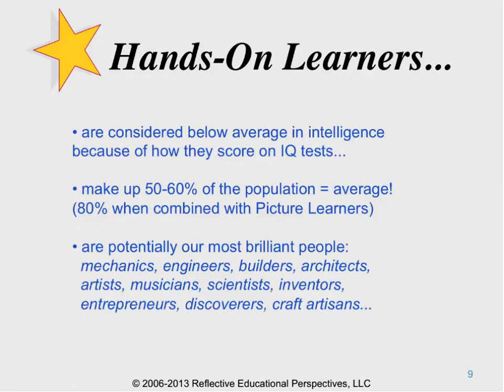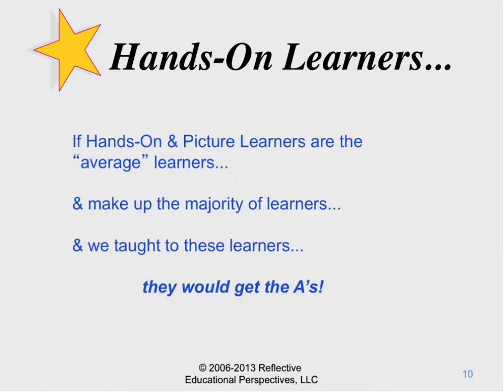Now, hands-on learners are considered below average in intelligence, first because of how they score on the IQ test, but also because in the classroom, well, they need special things. That's how we look at it as an education system, that if they need special things, they must not be as intelligent. Yet they make up 50 to 60% of the population, and that's our own definition of average. And if you combine it with picture learners, it makes 80%. So our potentially most brilliant people, the mechanics, engineers, builders, architects, musicians, scientists, artists, inventors, discoverers, entrepreneurs, all of these people are left out.